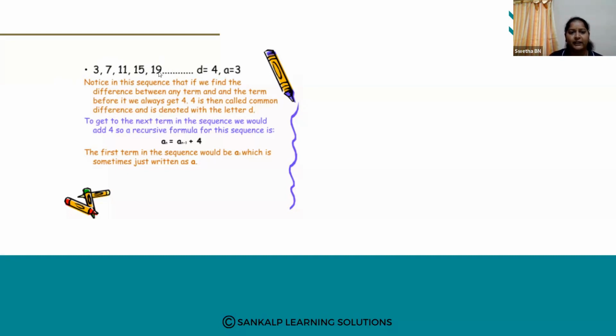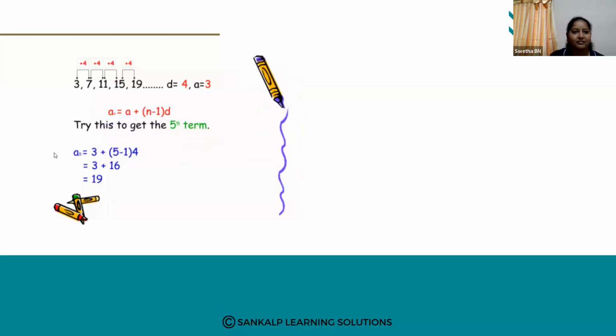Can you tell me which is the next number here? Which is the next number after 19? Ma'am, 23. After that? 27, ma'am. Yes, you got it right. See, to 3 we added 4 to get 7, and 4 is added to get 11. Again 4 is added to 11 to get 15, and 4 is added to 15 to get 19.